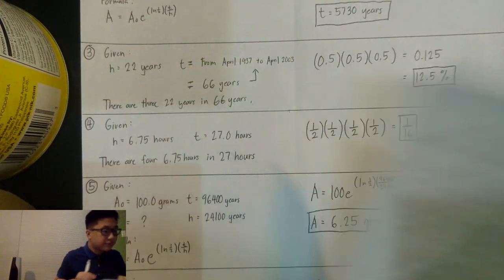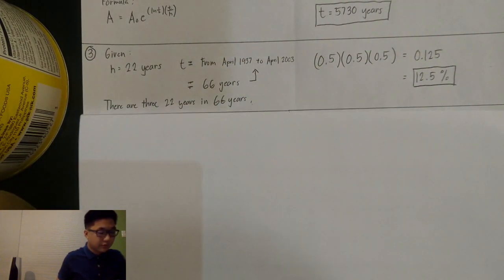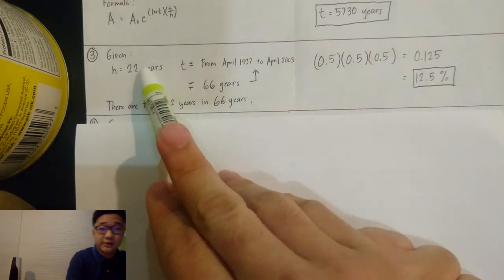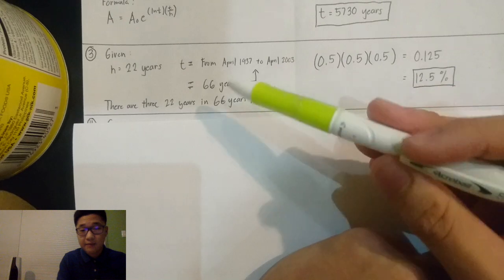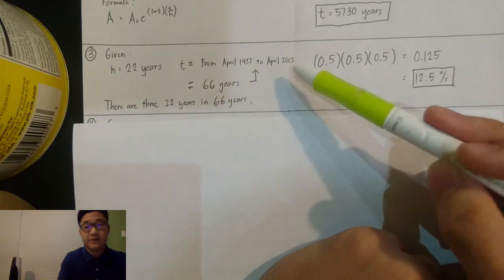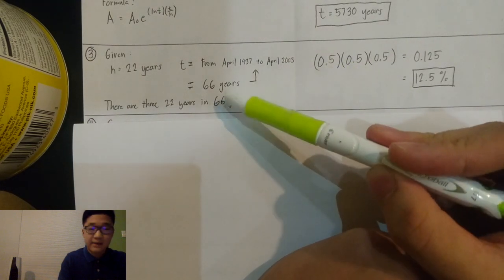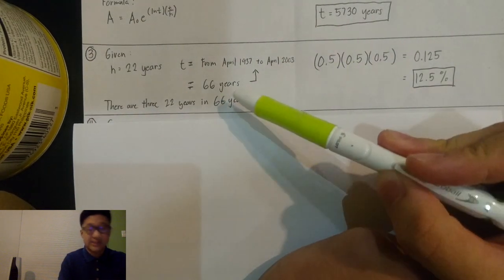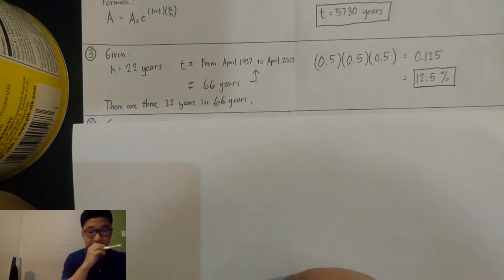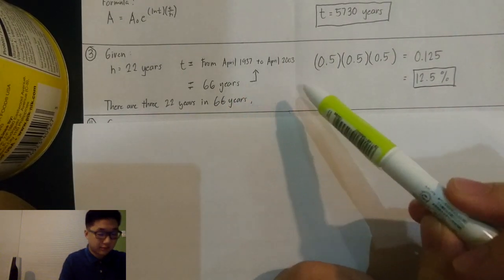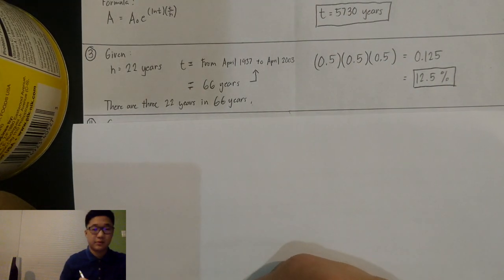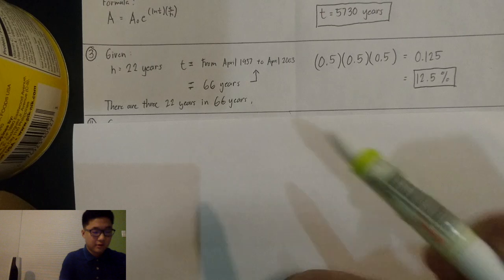Here. We are given the half-life of 22 years, okay? Now the time is from April 1937 to April 2003. That is equal to 66 years. So just subtract 1937 from 2003. So we know.